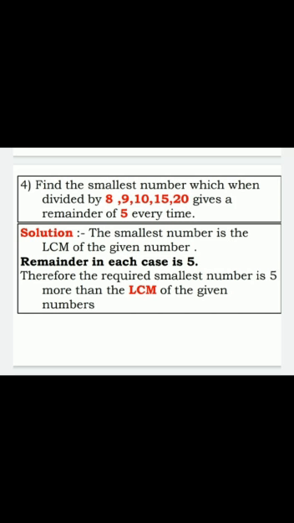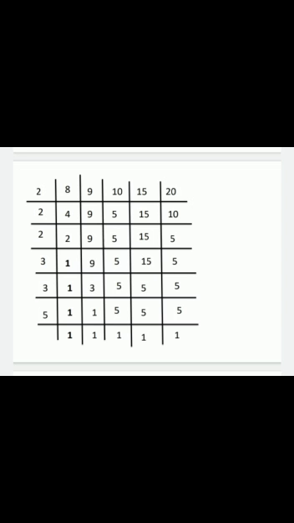Now first you are going to take out the LCM of 8, 9, 10, 15, 20, and whatever LCM you get, with that you are going to add 5 to it, and when you get that answer, whenever you divide it by 8, 9, 10, 15 or 20, you will get 5 as the remainder. Now you will find the LCM of 8, 9, 10, 15, 20.